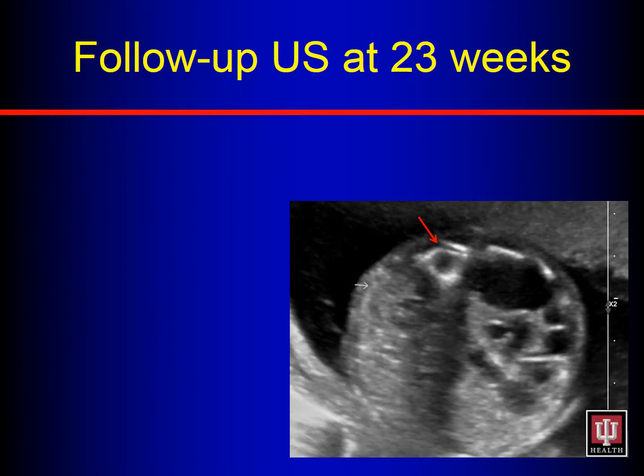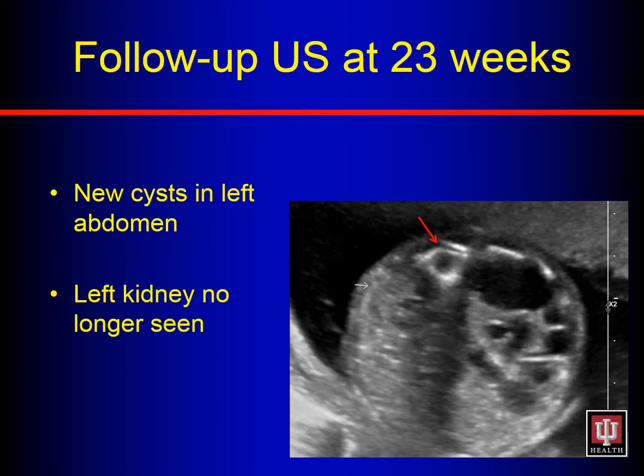But then on a follow-up prenatal ultrasound at 23 weeks, we can see that things have changed. So just for point of reference, the fetus has changed orientation. The red arrow marks the spine. And we can see that there are new cysts in the left abdomen. There's a large dominant cyst with smaller cysts around it. And we don't really see any normal left renal parenchyma. Now the white arrow, the smaller white arrow, does indicate that the right kidney looks about the same.